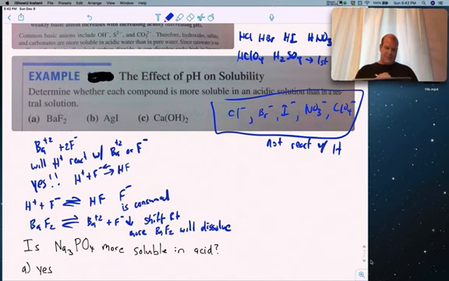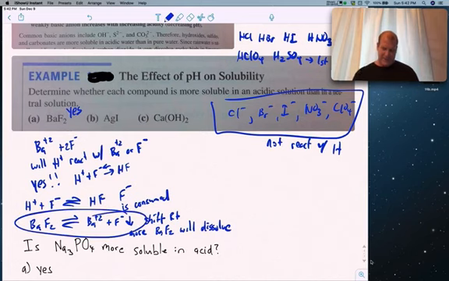Is this more soluble in acid? Yes. Barium fluoride is more soluble. And the reason for that is what I said, because the fluoride anion will react with the acid, the hydrogen, and then it will consume the fluoride anion to form hydrofluoric acid, and that will cause a shift right in this equation, and I should put a 2 there. More barium fluoride will dissolve, so the solubility of barium fluoride will increase in an acidic solution.